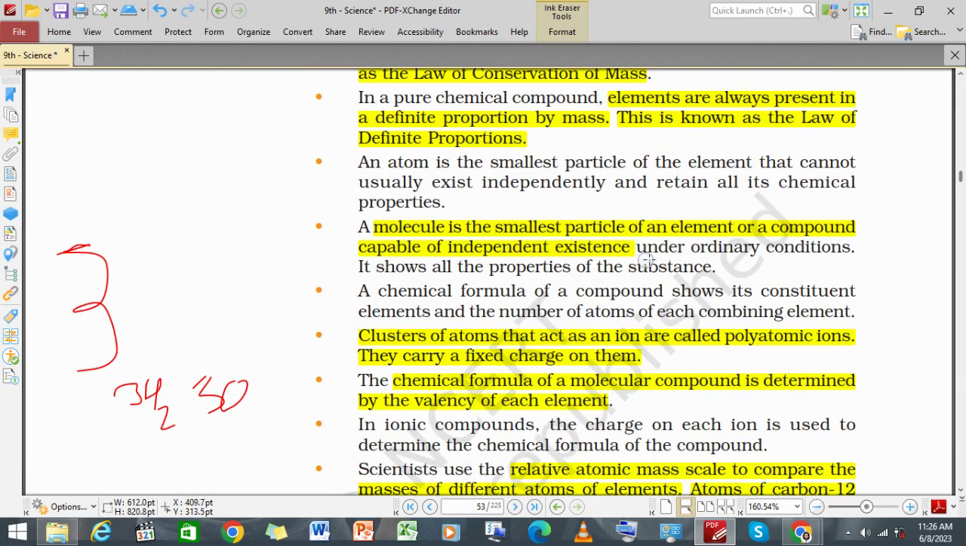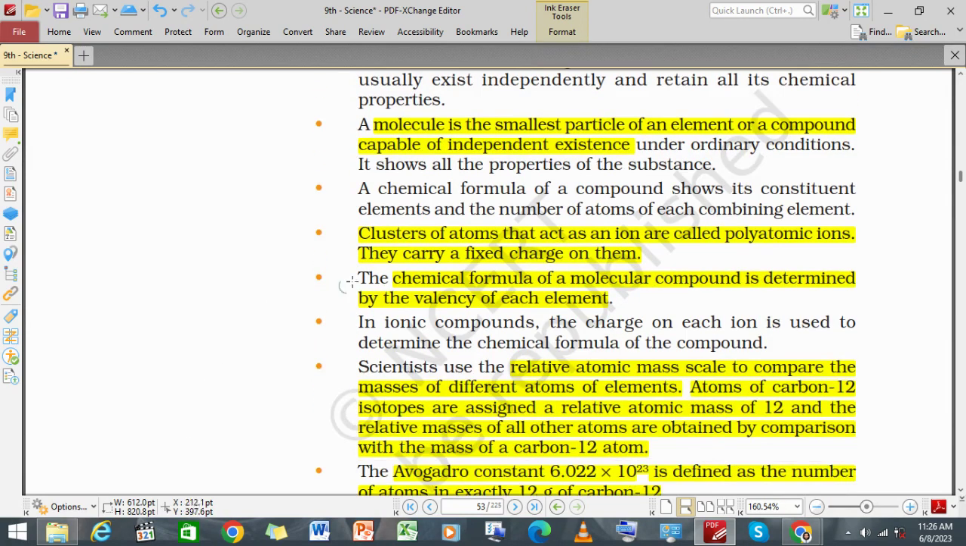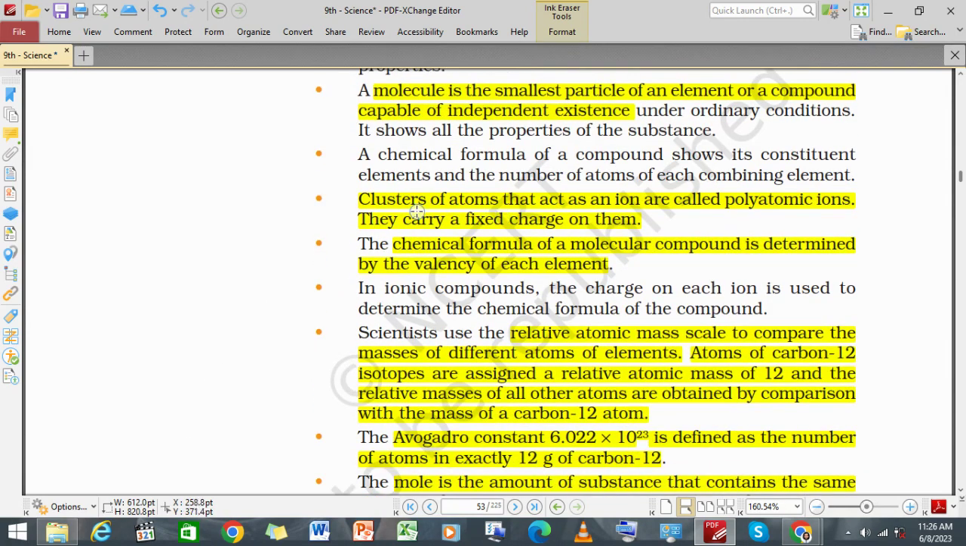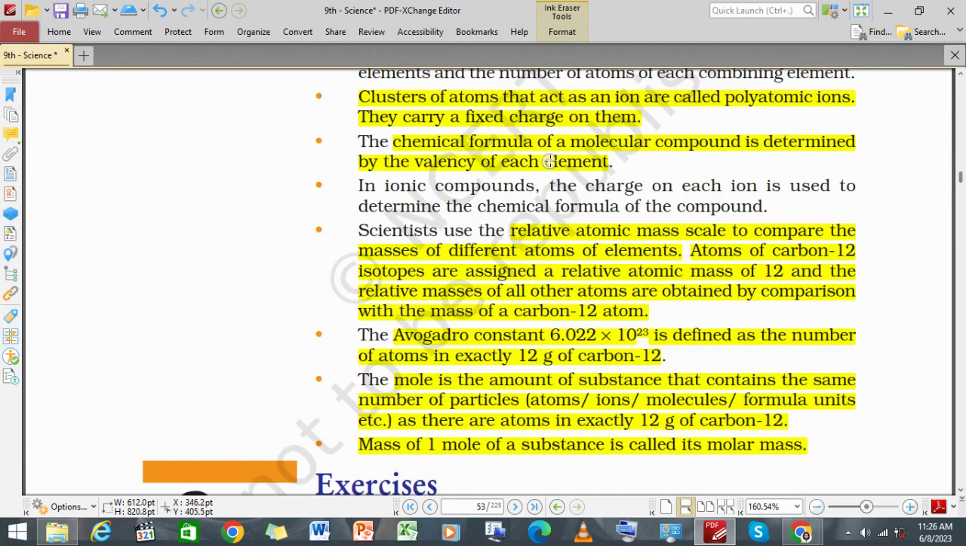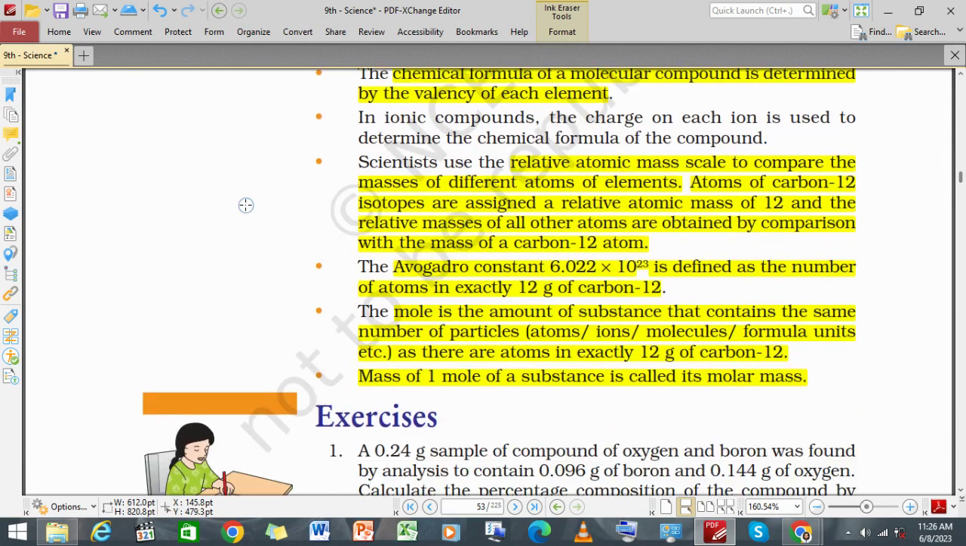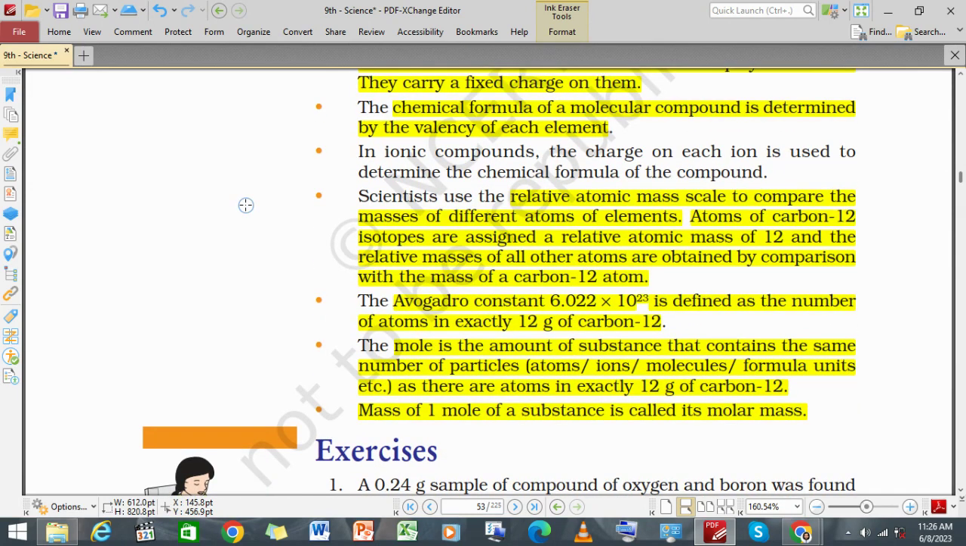Now, a molecule is the smallest particle of an element or compound capable of independent existence. That means molecules can stay independent and have their own properties. A cluster of atoms that can be created is known as polyatomic, meaning a larger number of atoms are present. And the chemical formula for a molecular compound is defined by the valency of an element. That means if it has more valency, more combinations can be seen, and the 2 and 3 will be more.